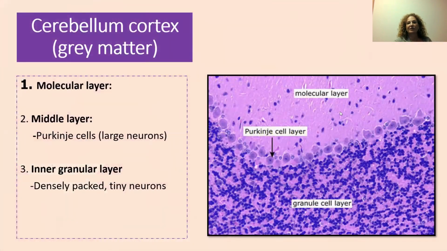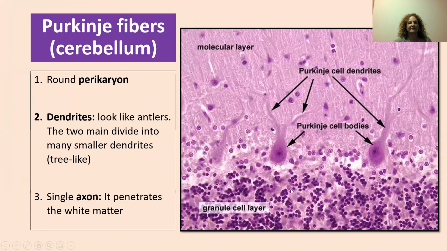Here's a closer up view of the molecular layer. Here you can see these Purkinje cells. They're very, very large neurons. And down here is the granular layer, which are simply small packed in neurons. Here's another example of the Purkinje layer with the Purkinje cells. They have this very unique appearance, almost like an antler on a reindeer, which reaches into the white matter.